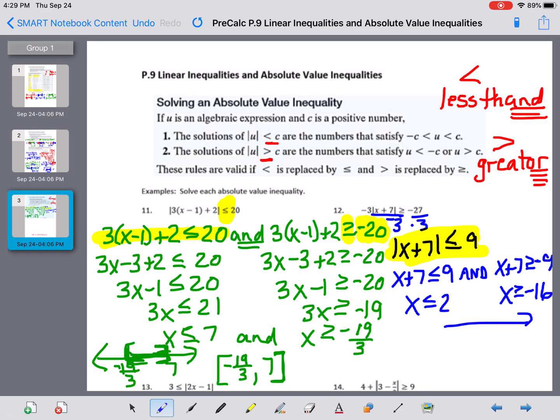When I think about that on a number line, negative 16 is smaller, 2 is larger. X is less than or equal to 2, so it's bracketed going to the left. X is greater than or equal to negative 16, bracketed and going to the right. So my final interval in brackets, because of the equal to's, is negative 16 to 2. Okay, so that's my interval.